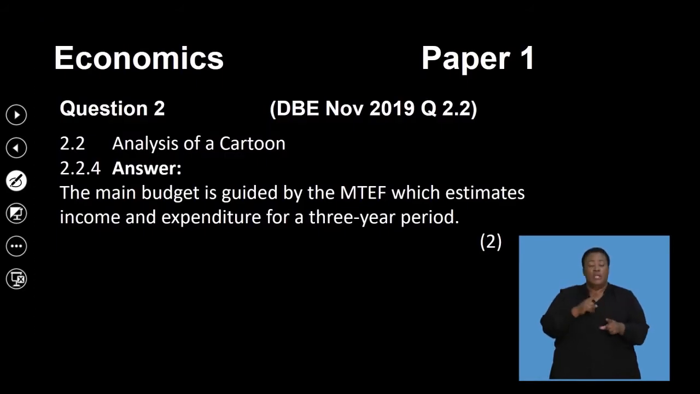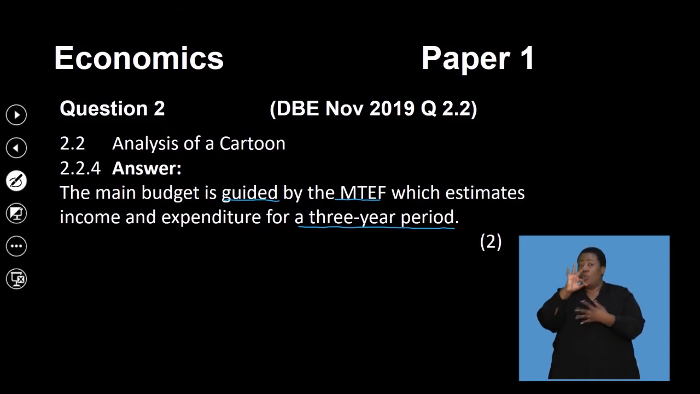The answer is the main budget is guided by the medium-term expenditure framework, which estimates income and expenditure for a 3-year rolling period. Basically, what I've done here is simply explain what the MTEF, the medium-term expenditure framework, is. It's a budget that estimates the income and expenditure for a 3-year period.